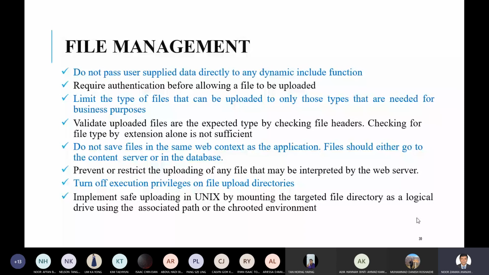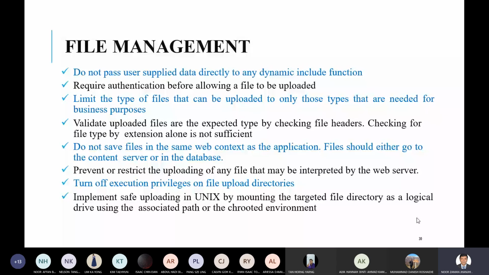So even for individual file management, we may not pass user supplied data directly to any dynamic function. If we pass the file, we need to apply an authentication mechanism for that. We need to limit the type of the file. We may not allow all files that users can upload. Maybe they can become a big issue for us. And there are other aspects we are supposed to do.